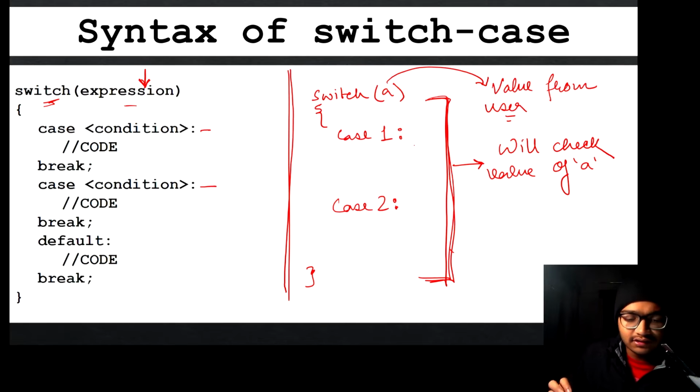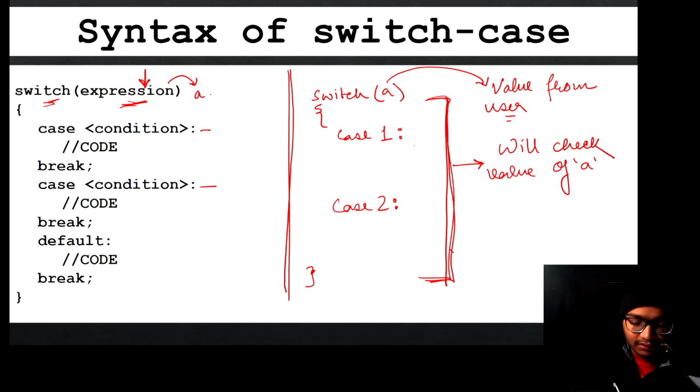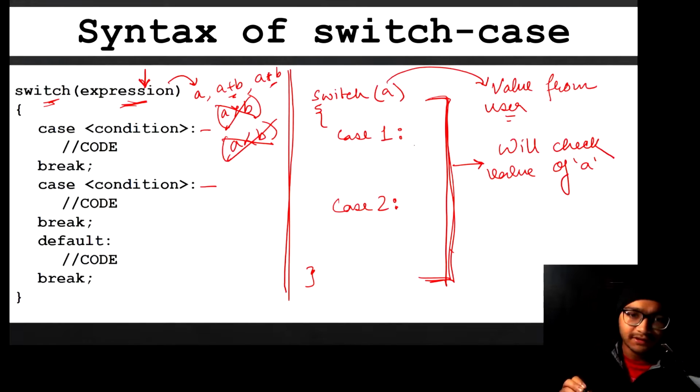So what will this expression contain? The expression will contain a variable or an expression. Suppose it can be a variable name A. It can also be the sum A plus B, or the product of A and B. But it cannot be a relational operator like A greater than B, or A less than B. These things are not allowed. There has to be an expression, not a condition.